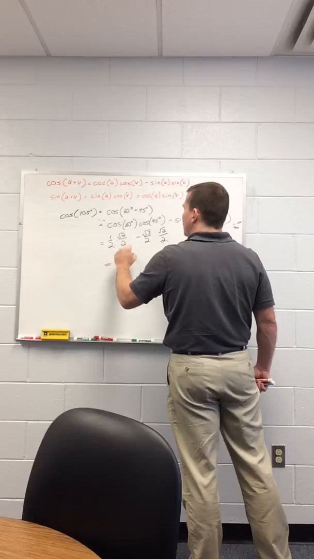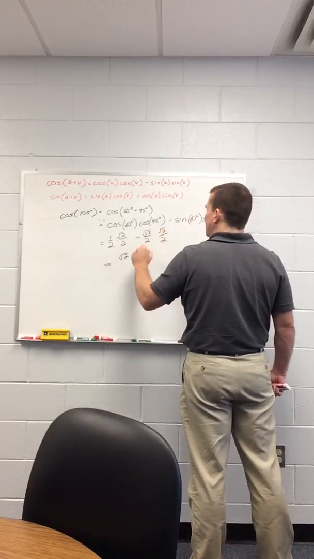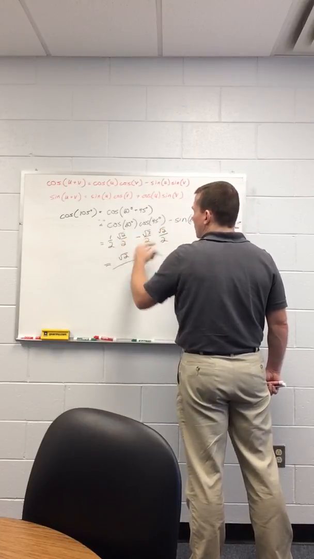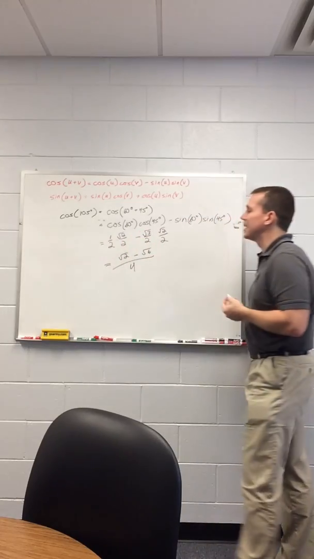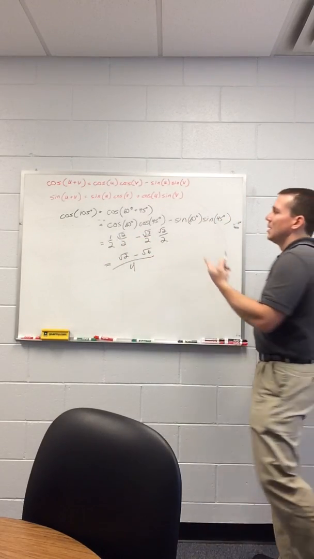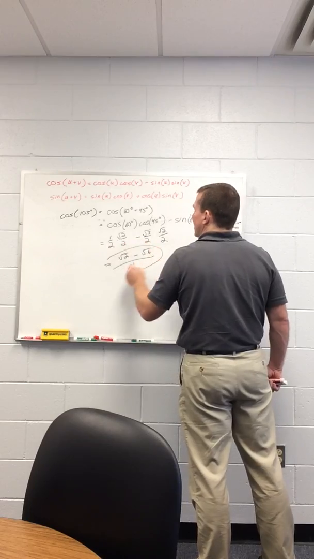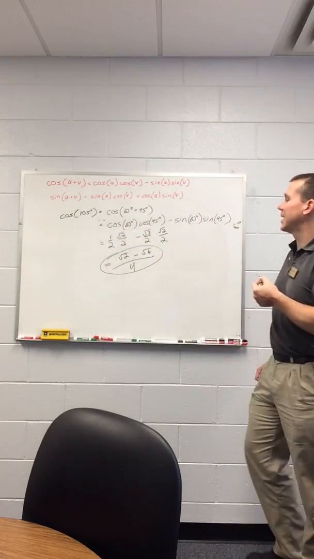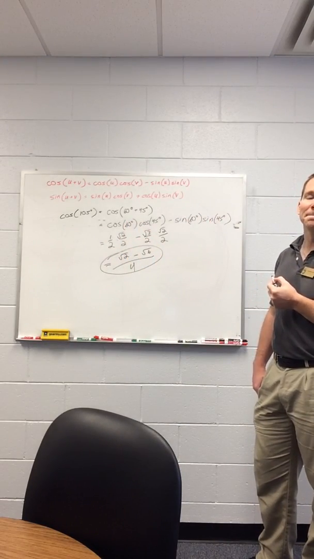And now I can just multiply that out. 1 times root 2 is root 2, minus root 3 times root 2 is root 6, all over 2 times 2, which is 4. They have the same denominator. And there you go. What's cosine of 105 degrees? Root 2 minus root 6 all over 4.